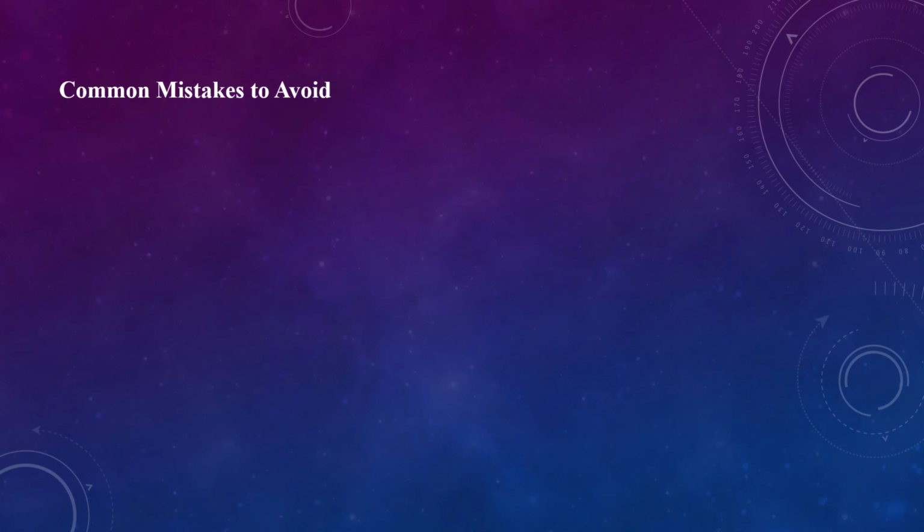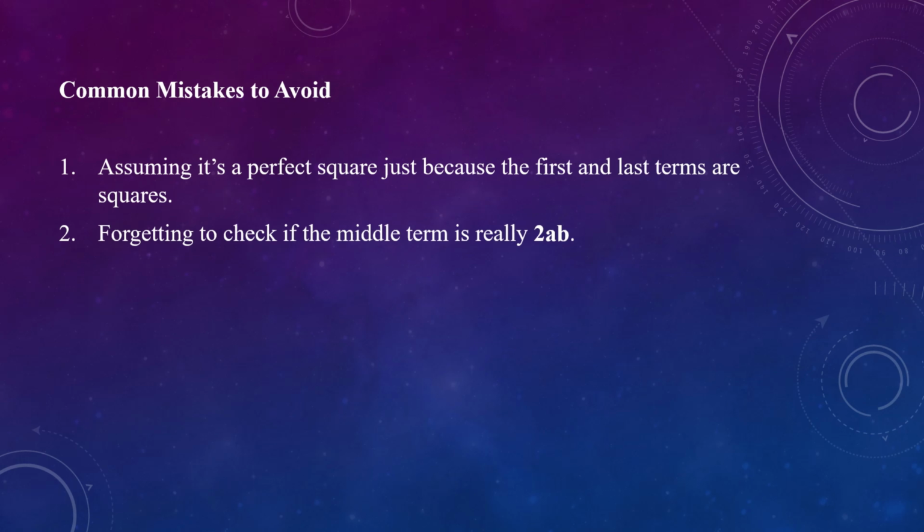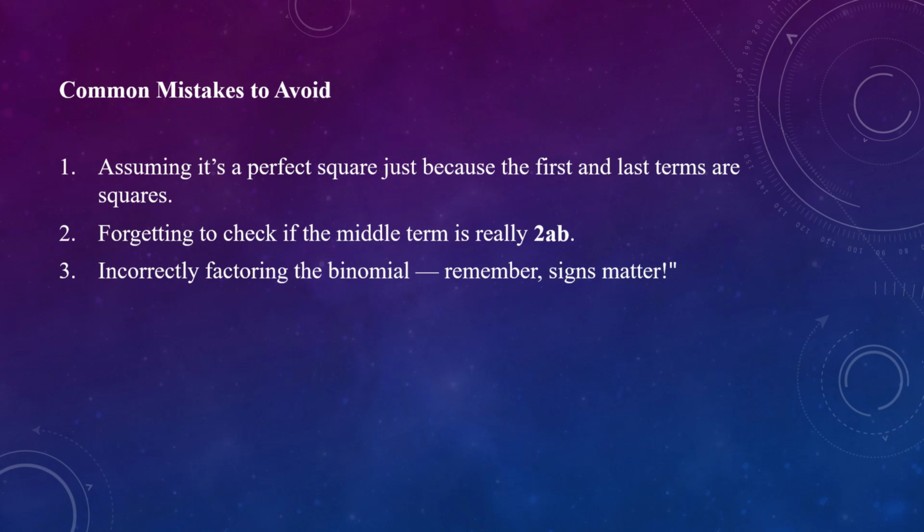Common mistakes to avoid. Assuming it's a perfect square just because the first and the last terms are squares. Forgetting to check that the middle term is really 2ab. Incorrectly factoring the binomial. Remember, signs matter.